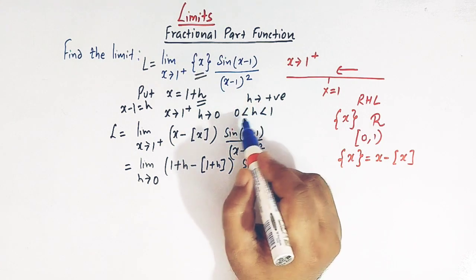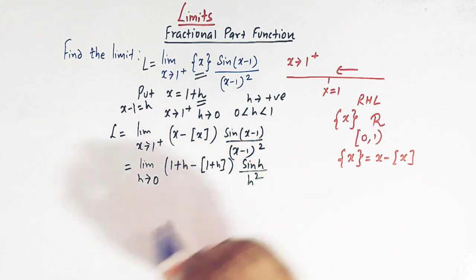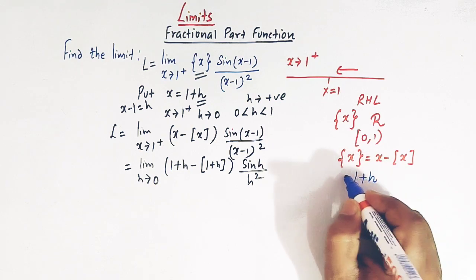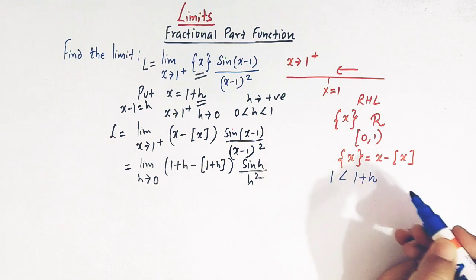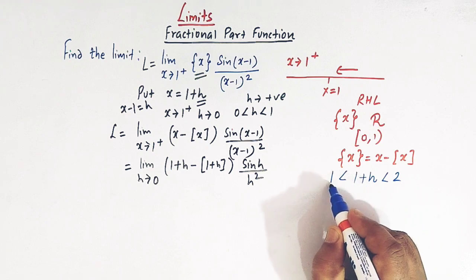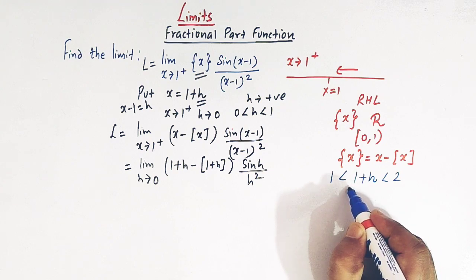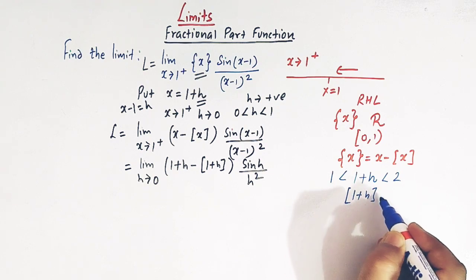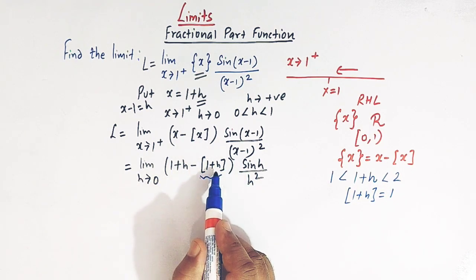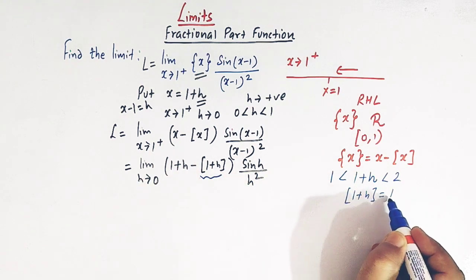And we have just said that h is a positive quantity, and it is a very small quantity, and it lies between 0 and 1, right? So 1 plus h is slightly greater than 1, but it is less than 2, right? So by definition of greatest integer function, the greatest integer of 1 plus h should be equal to 1, right? So here we cannot directly substitute h is equal to 0, right? So greatest integer of 1 plus h is equal to 1.